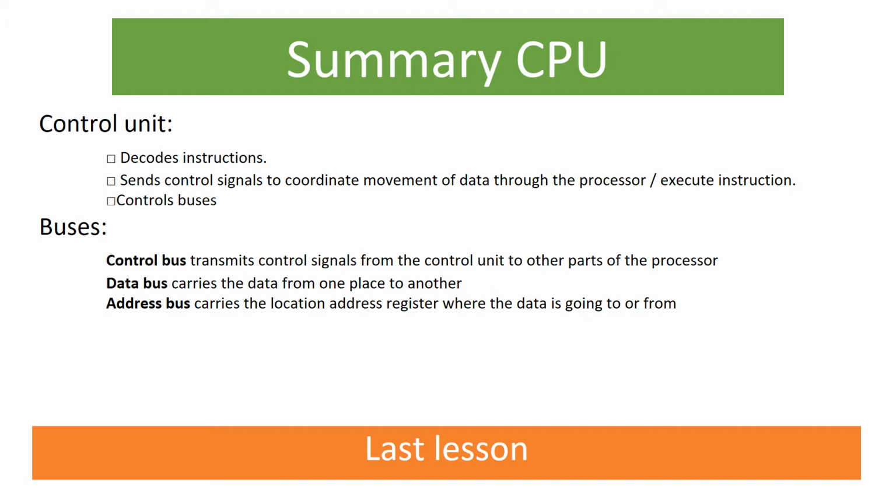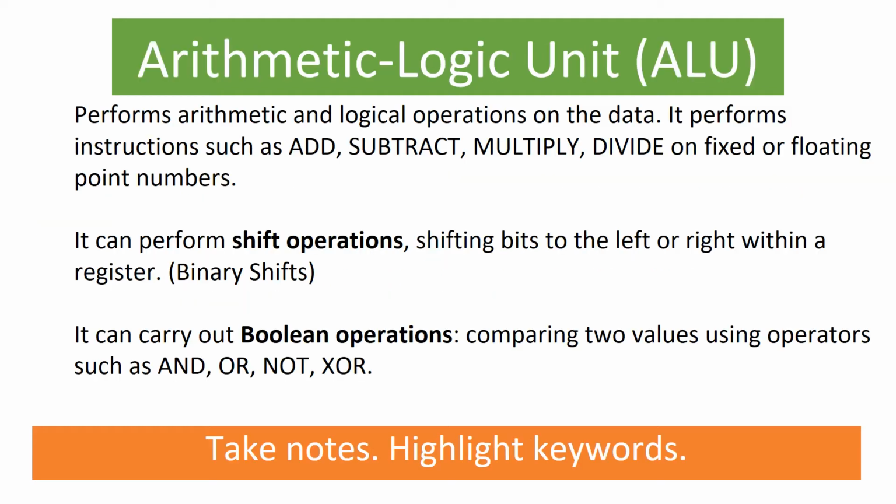The buses, remember, the three buses are known as the system bus. The first bus is the control bus. This is bidirectional and it transmits control signals from the CU to the other parts of the processor. It also might be transmitting signals to the I/O devices or the memory. The data bus carries data from one place to another. It doesn't carry instructions. The address bus carries the location, so the location of the address where the data is going to be moved from or to.